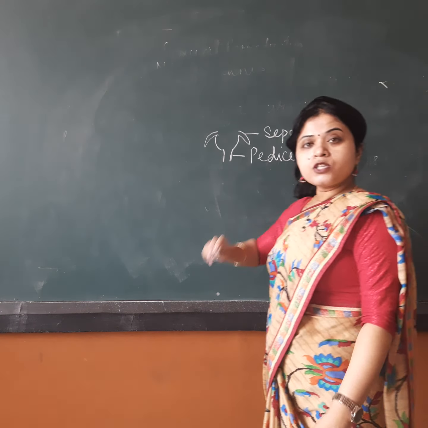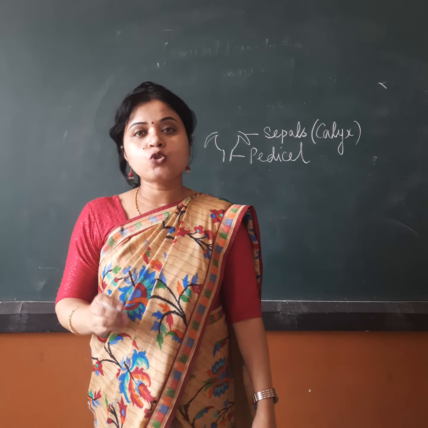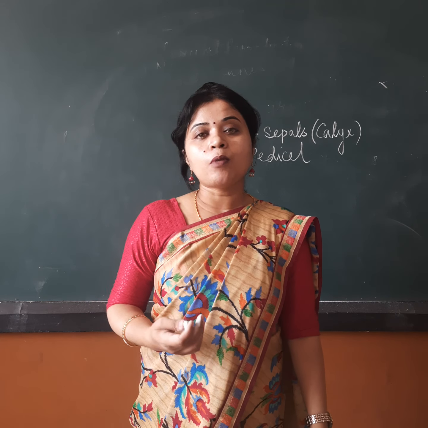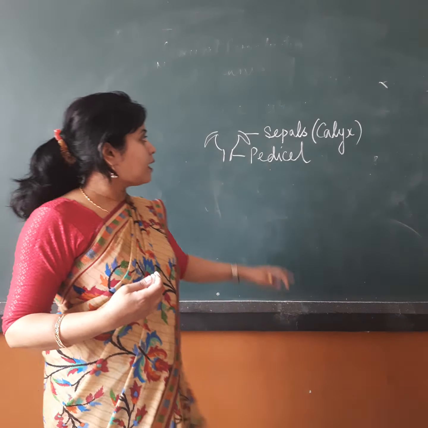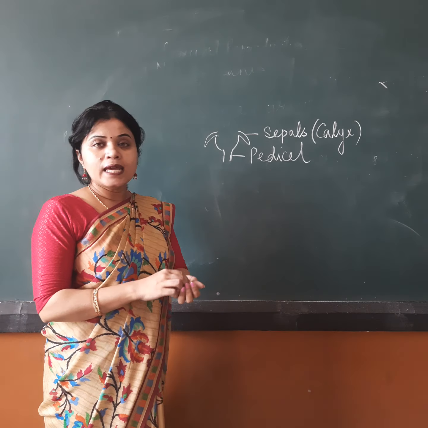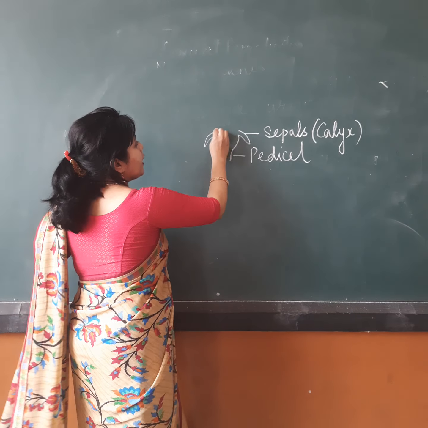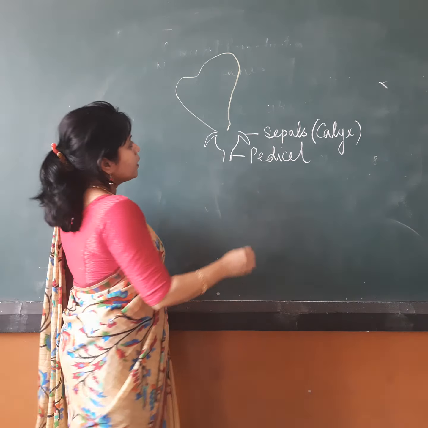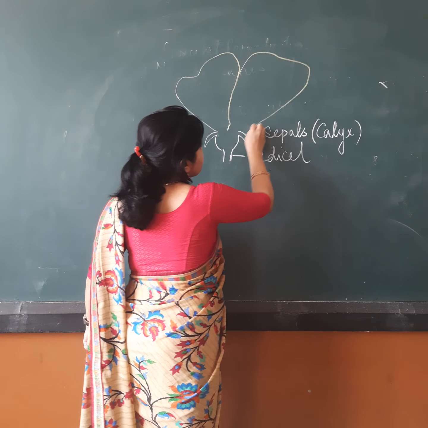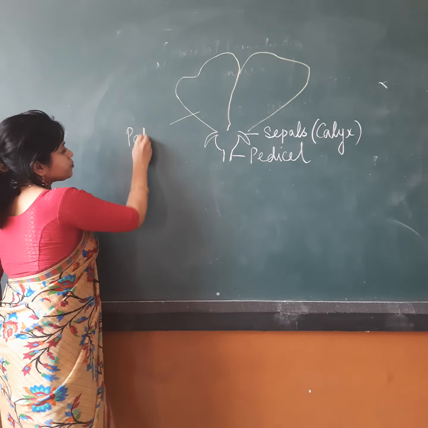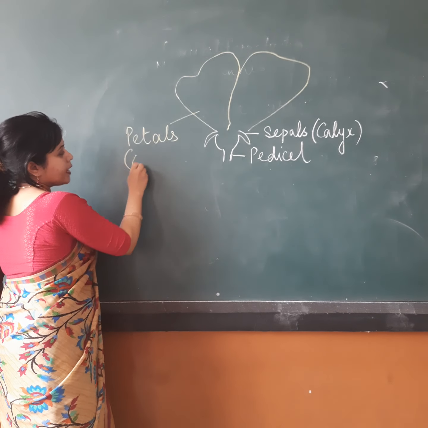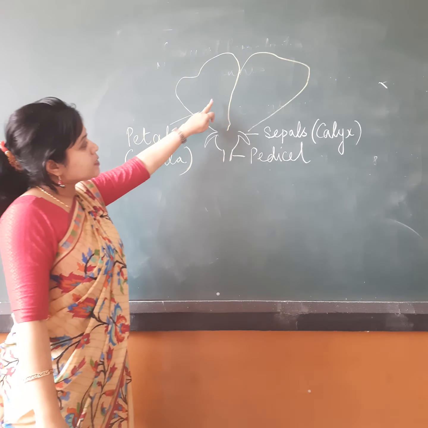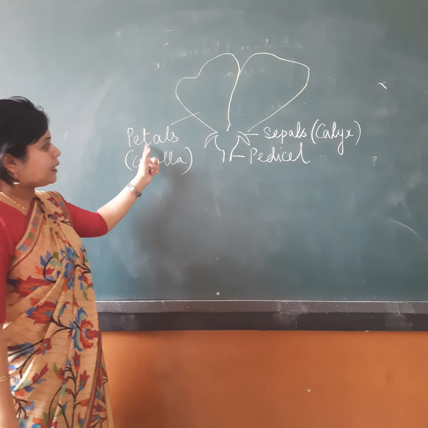Okay, so what is the function of the sepals? Sepals' function is to protect the flower in the bud condition, and since it is green in color, certain amount of photosynthesis also can be done by the sepals. Now next, inside the sepals, I have got the colorful petals. Okay, colorful petals are present here. These petals are together called as corolla. Okay, so inside the flower, sepals are there, petals are there.